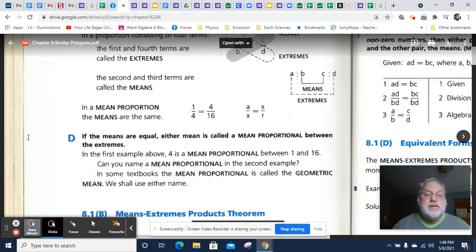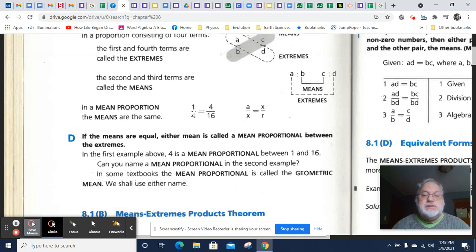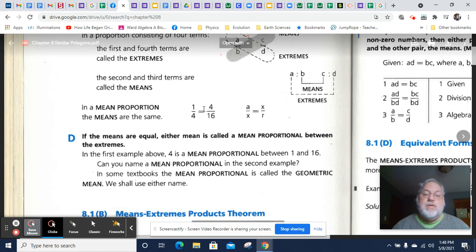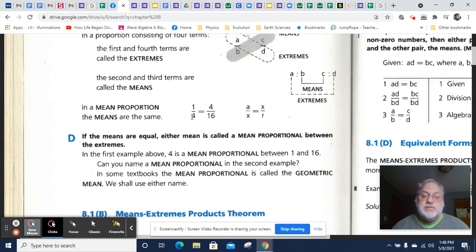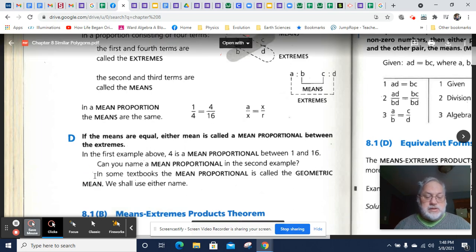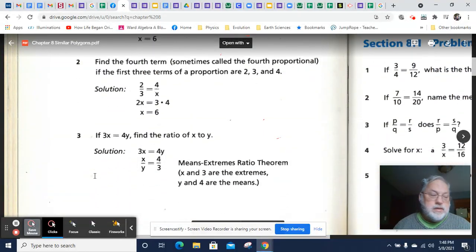Here it is. So the mean proportion, also known as the geometric mean, is when you set up the proportion and the means here are the same thing. So that's a is to x is to r, 1 is to 4 is to 16. When you have a mean proportional, when you set up the product of the means and the product of the extremes, you're actually going to be squaring one of the means. And so the mean will equal the square root of the product of the extremes, which is a convenient structure to work with.